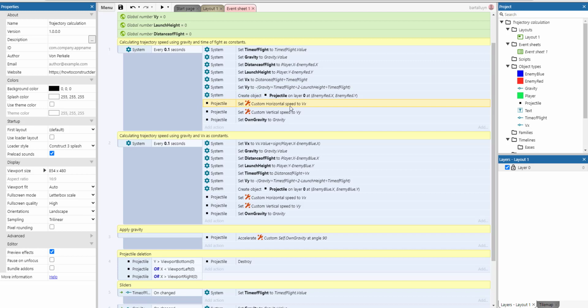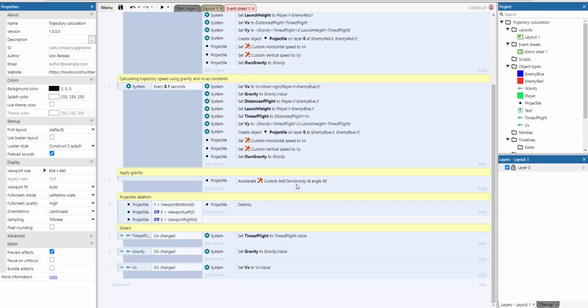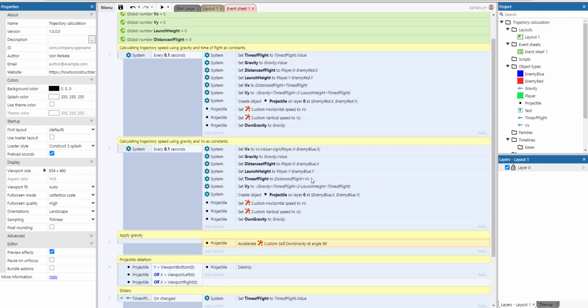So that's how Vx and Vy are determined. And then we set the horizontal speed and the vertical speed using the actions of the custom behavior. And we also have to set the gravity of the projectile, so it can be used here to apply the gravity to every single projectile. So the trajectory calculation for the blue enemy is very similar. Actually, the bottom part is exactly the same. Also the Vy calculation, so the difficult part is actually the same.